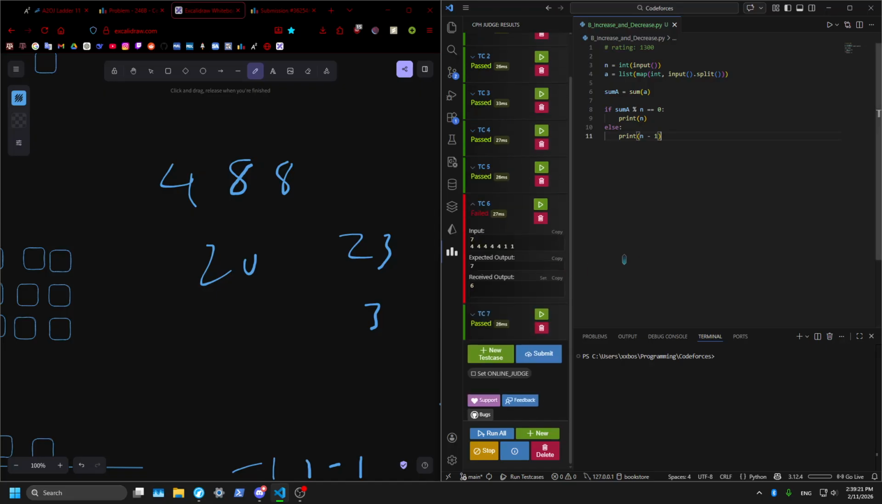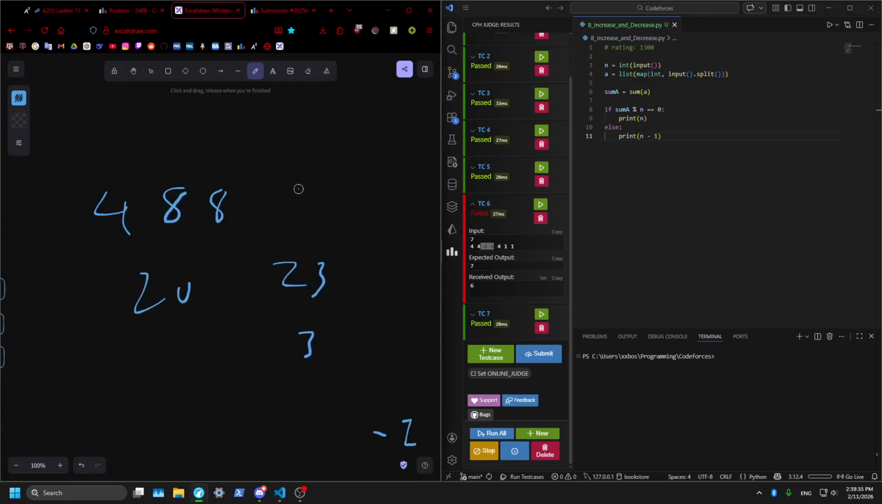This fails. Why does this fail? The sum is 8, 8 for 20, 22.